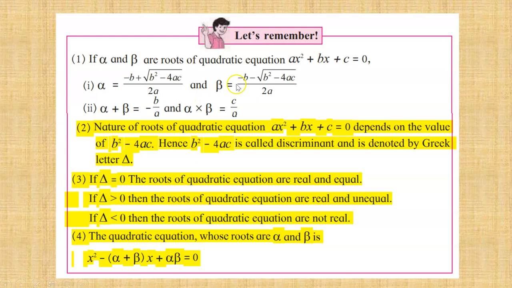Now look again, let's remember just this topic. Alpha and beta are the roots of the equation ax square plus bx plus c is equal to 0. Then alpha is equal to minus b plus root of b square minus 4ac upon 2a, and beta is minus b minus root of b square minus 4ac upon 2a. Alpha plus beta is minus b upon a, alpha into beta is c upon a. The lower one, if you don't remember it, that's fine.